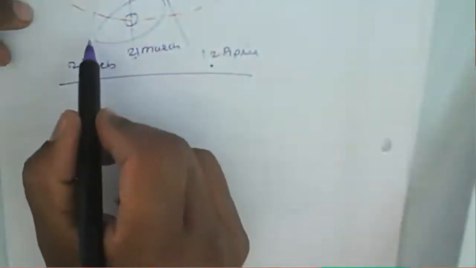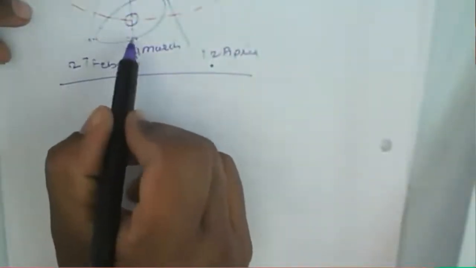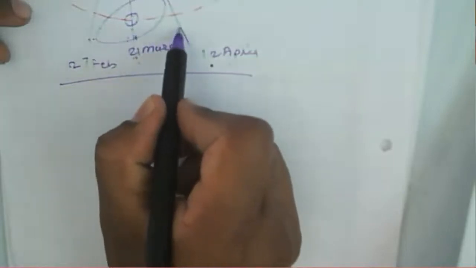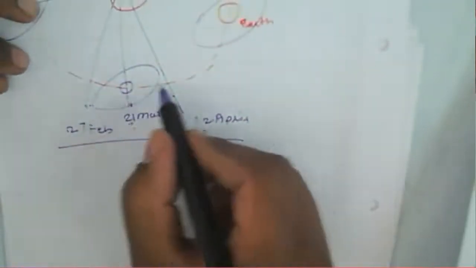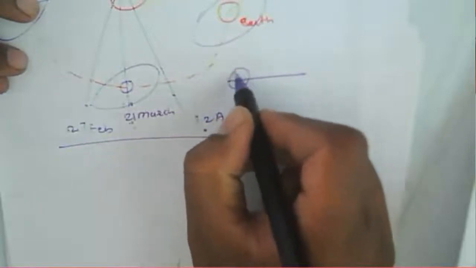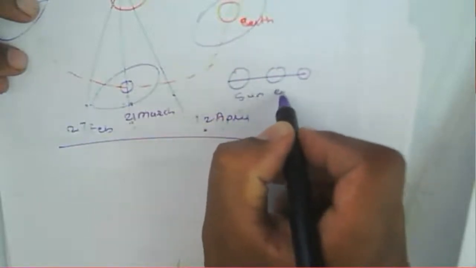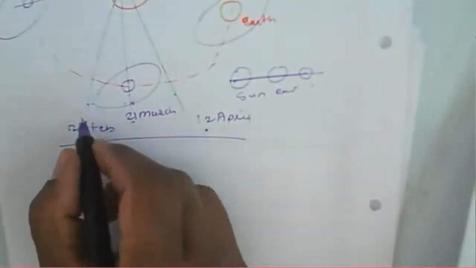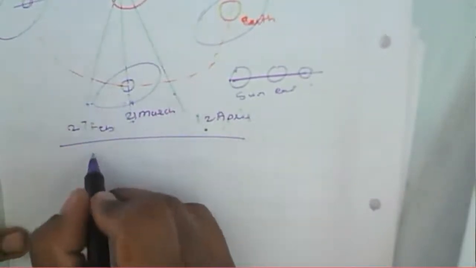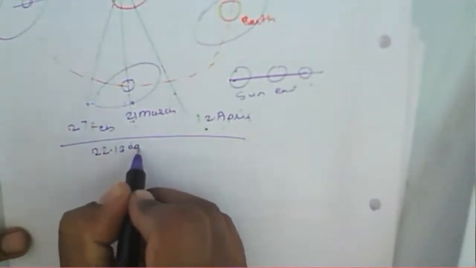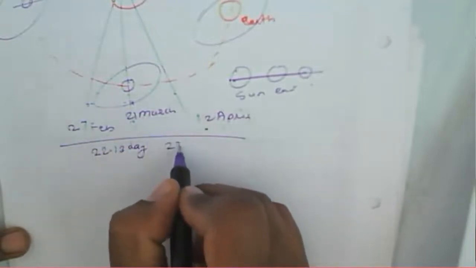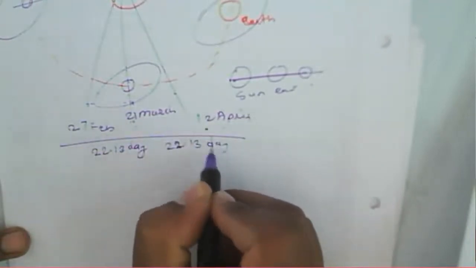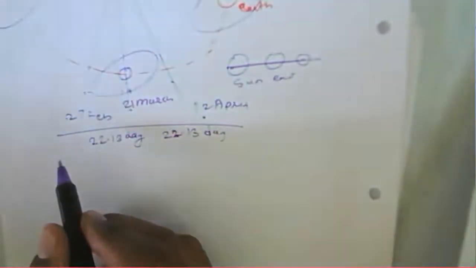That will be before equinox, meaning from 27 February to the equinox, and from 21 March to 12 April, that is after equinox. Equinox means the sun, earth, and satellite are all in a line. That is the equinox. So we can say that before equinox it will be 22.13 days, and after equinox again 22.13 days.